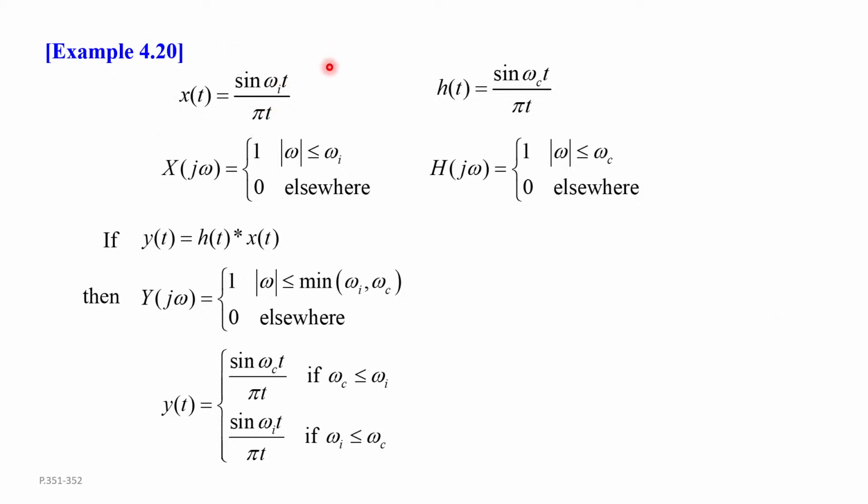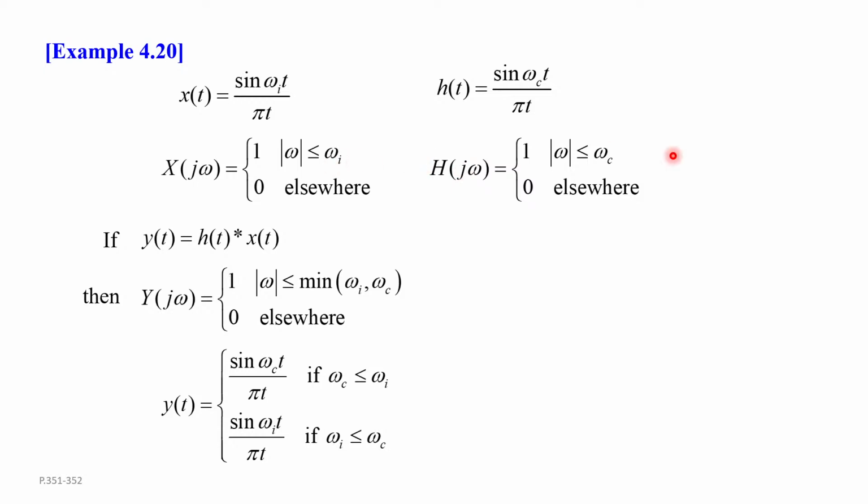So once again, you have x of t, now it's a sinc, and h of t is another sinc function. And we want to calculate y of t. Then you can do the convolution theoretically, but the convolution of two sinc functions is going to be very ugly. But if you go to the frequency domain, then they are just two block signals, right? Each is 1 when omega is less than omega c. And you multiply those together, then it's just going to be another block signal.